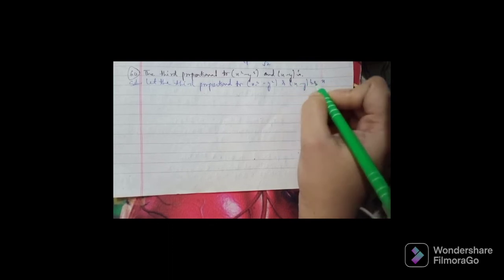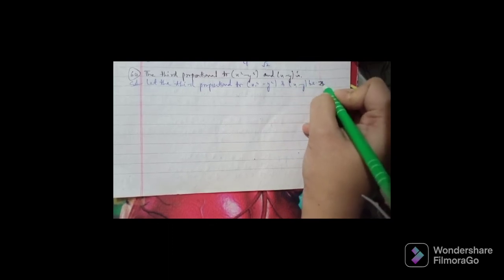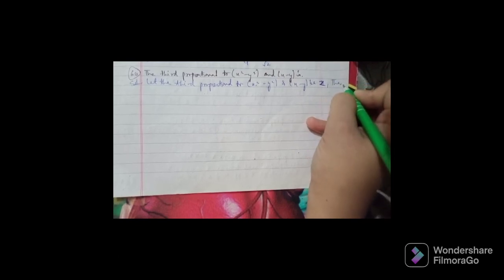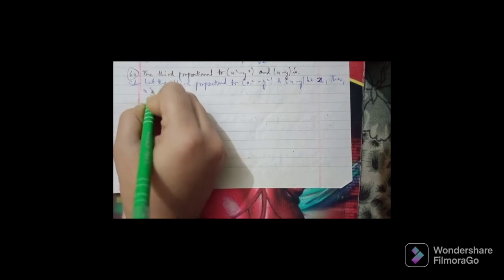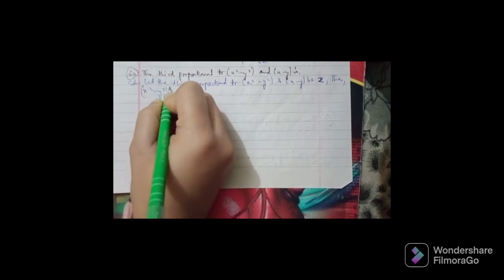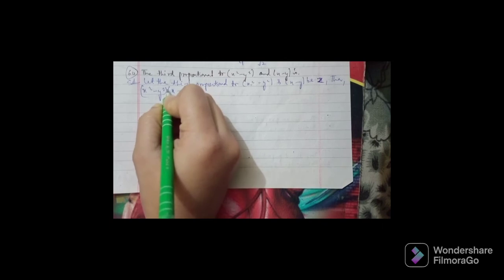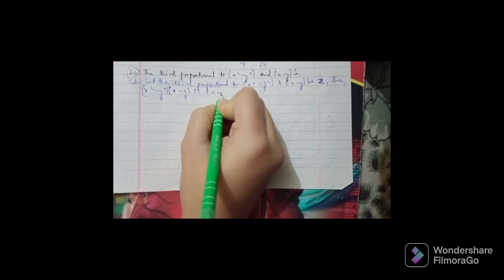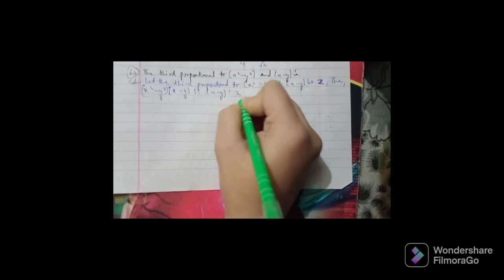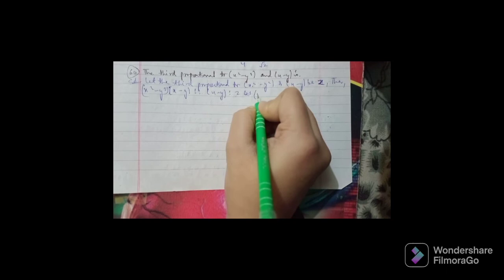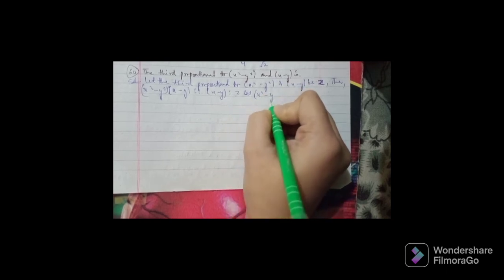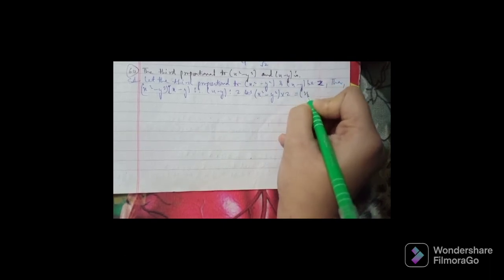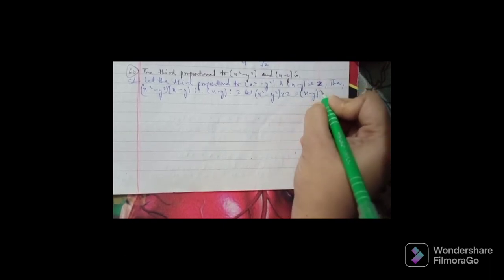We'll let, because x and y are too high, so we'll let that be z. Okay, another letter then. x square minus y square, x minus y ratio z. x square minus y square to z equals x minus y square.